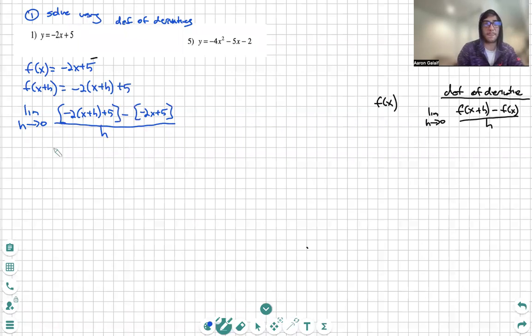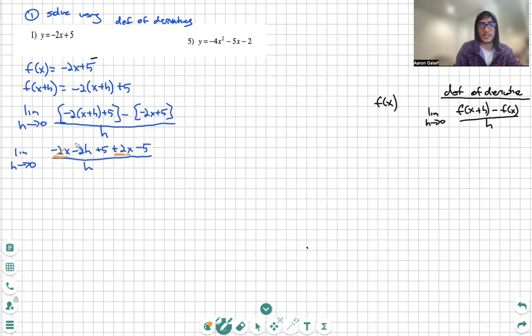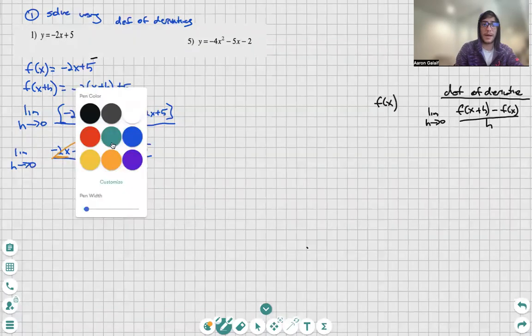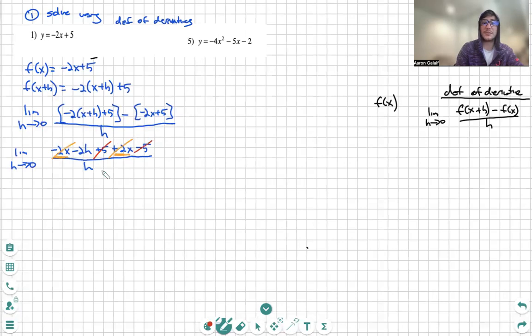Let us clean up. Distribute the negative 2 to see we have negative 2x minus 2h plus 5. Distribute that negative sign to see we have a plus 2x minus 5. What you may have noticed just now is that we have some terms that cancel. We are going to combine like terms, but if you notice, they perfectly cancel. Negative 2x plus 2x is 0. 5 minus 5 is 0.